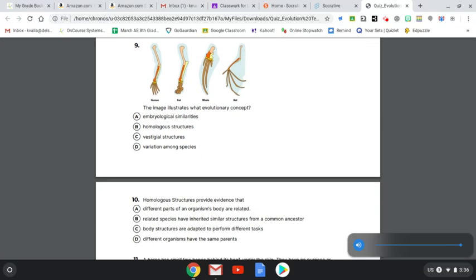Number 9, the image illustrates what evolutionary concept? In this picture, you have a human, a cat, a whale, and a bat. And if you look carefully, you have their different bone structures, and the different colors represent different bones. Does this illustrate A, embryological similarities, B, homologous structures, C, vestigial structures, or D, variation amongst species?